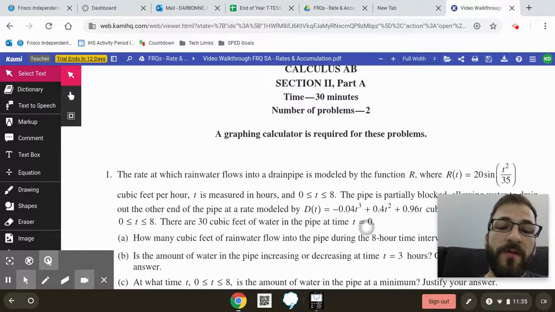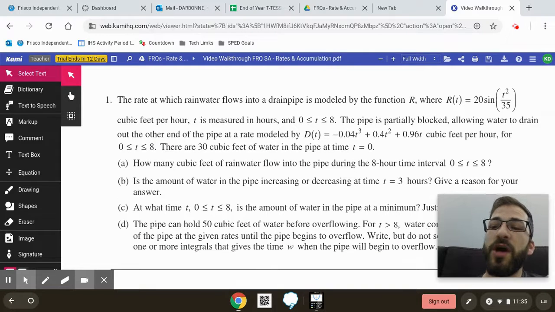The rate at which rainwater flows into a drain pipe is modeled by the function R, where R of t is equal to 20 sine of t squared over 35 in cubic feet per hour. T is measured in hours, and the interval is 0 to 8. The pipe is partially blocked, allowing water to drain out the other end of the pipe at a rate modeled by D of t is equal to negative 0.04 t cubed plus 0.4 t squared plus 0.96 t cubic feet per hour, for 0 is less than or equal to t is less than or equal to 8. There are 30 cubic feet of water in the pipe at time t equals 0.